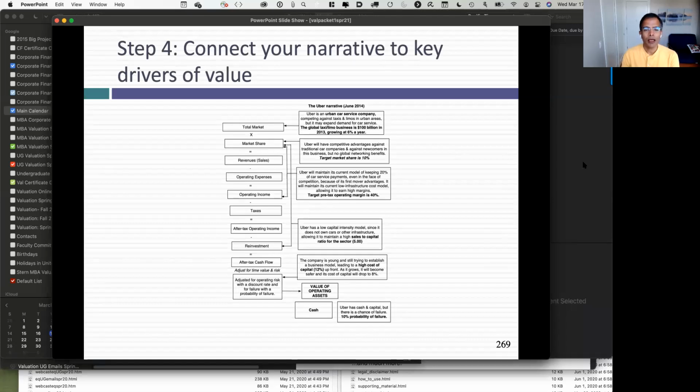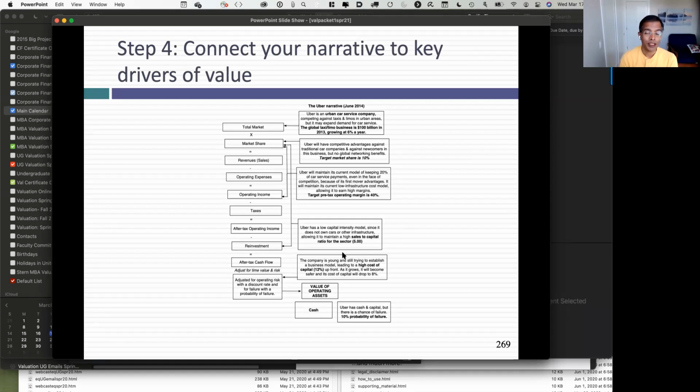And then finally, I had to look at reinvestment. For Uber to grow into a new city, what does it have to do? It doesn't have to buy cars and put them on the ground. It just has to get a bunch of people who are willing to drive for it and say, okay, come drive for us. So it can grow with very little reinvestment. It's a low capital intensity business. And the way this showed up is I gave them a sales to capital ratio of 5.